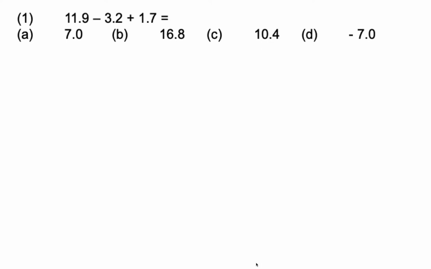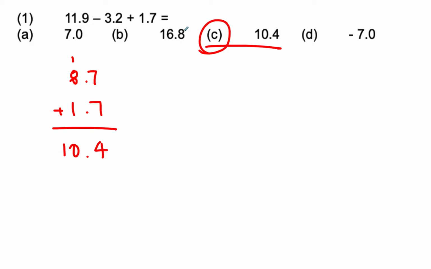Fourth practice on college placement exam. Now, number one, what we have to do is simple arithmetic here. So 11.9 minus 3.2. What do we end up getting? We get 8.7. But we've got to add 1.7 to that, so we get 10.4. We get choice C as the answer.